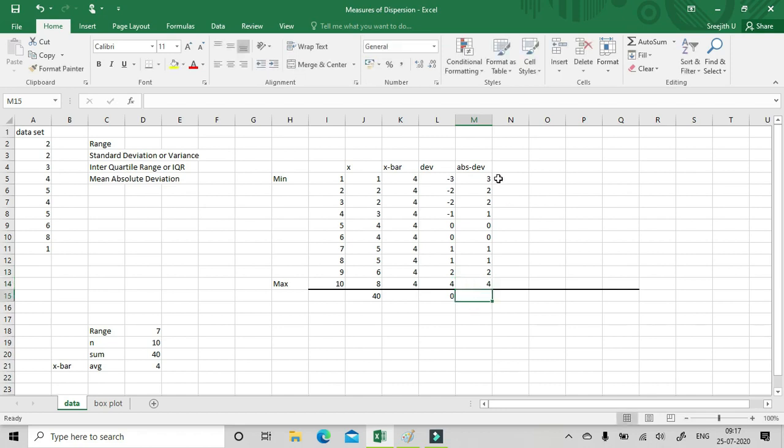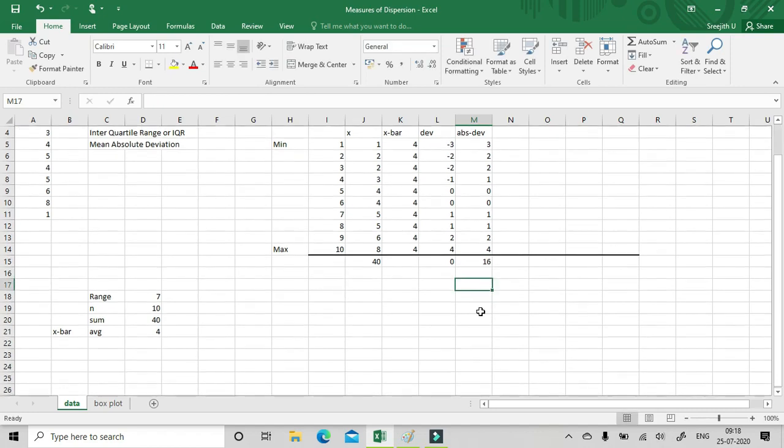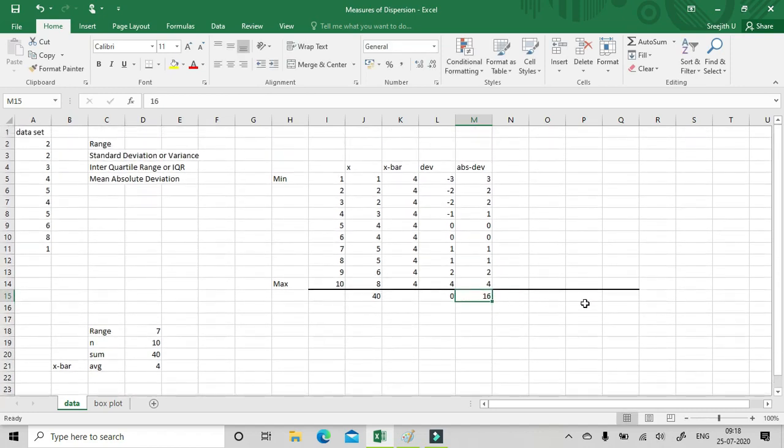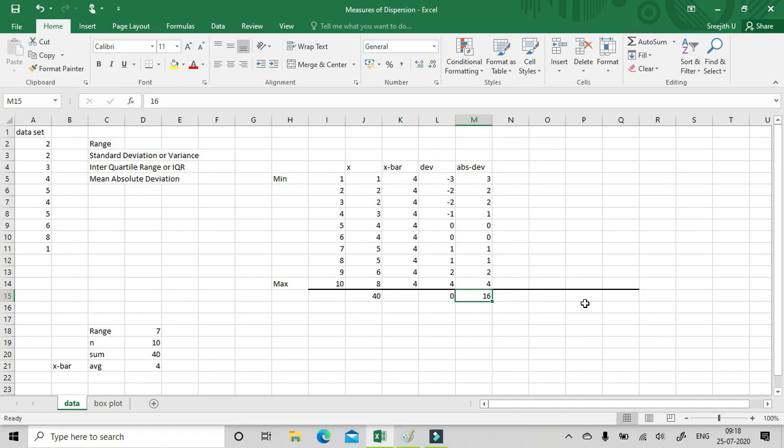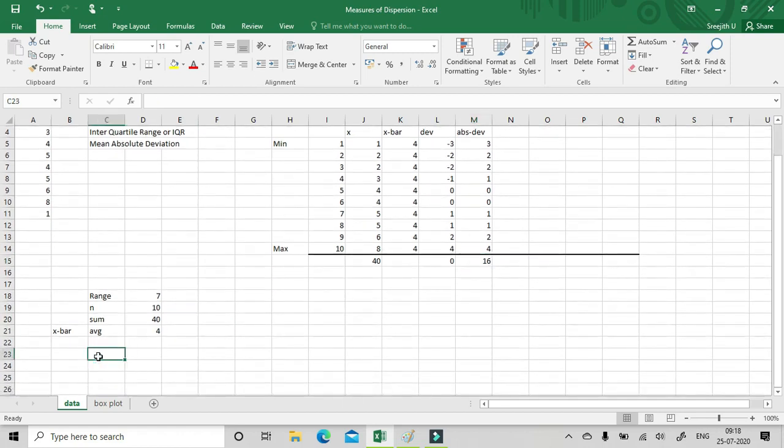Let's quickly sum this up. 3 plus 2 is 5, 5 plus 2 is 7, 7 plus 1 is 8, 8 plus 1 is 9, 9 plus 1 is 10, 10 plus 6 is 16. Okay, so now we have taken the absolute deviation and now we have to find the average of that, because there are 10 observations, right? So your mean absolute deviation, MAD, is going to be 16 divided by 10, which is 1.6.